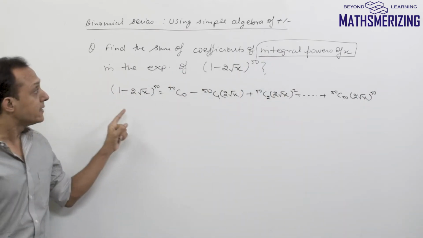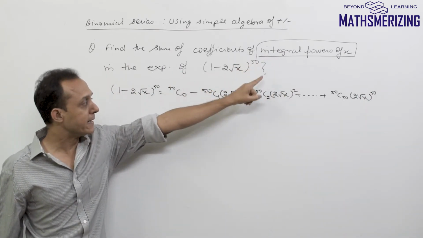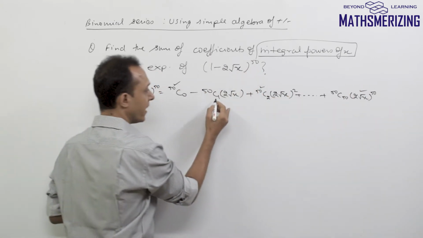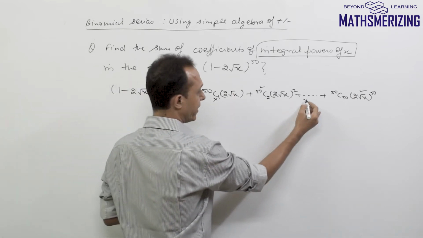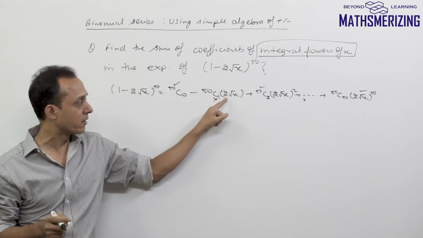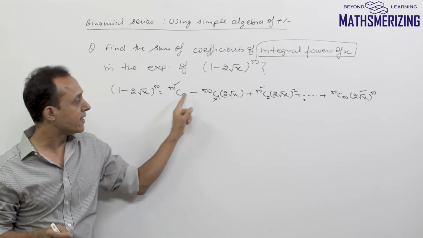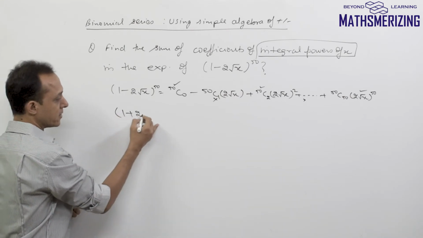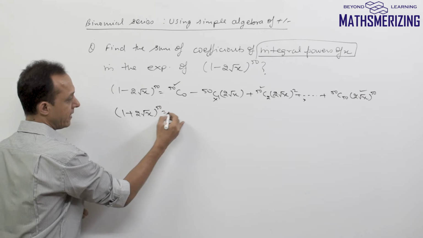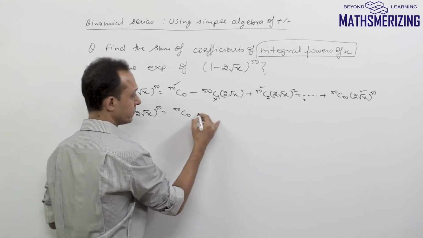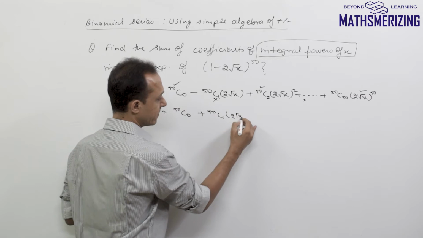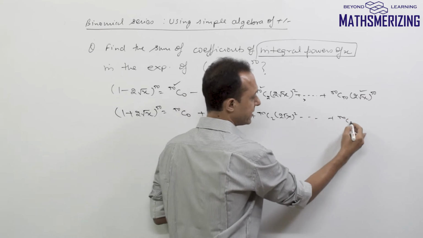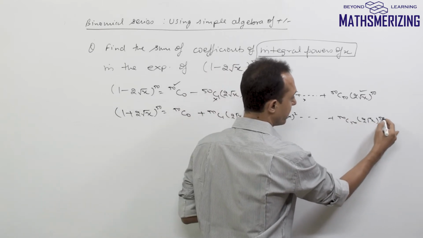Now in this series, I need the terms where the power of x is integral. So I need the first term, the third term, the fifth term, and I don't need 50C1, I don't need 50C3, because they'll have square roots, irrational powers. So I need to find the sum of odd terms. And how do we find the sum of odd terms? I'll simply take its conjugate. So I'll write (1 + 2√x)^50, and there'll be 50C0 + 50C1 (2√x) + 50C2 (2√x)² and then 50C50 (2√x)^50.